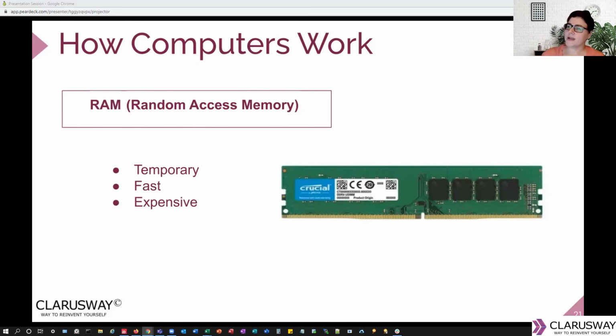Computers utilize random access memory. It is temporary. So once you yank the power from your computer, everything stored in random access memory is gone, not permanent. It is fast, but it is expensive. It is getting cheaper and cheaper considerably from when computer hardware first started being sold. But it can be pricey.